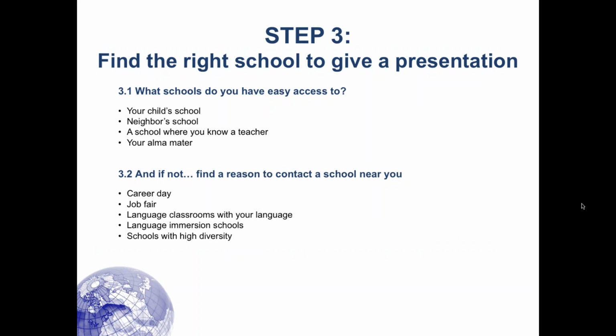Step 3, find the right school to give a presentation. So after you've thought of what age group you want to work with, you'll have to think of a school to give your presentation. The first step to think is, what schools do you have easy access to? Of course, if you have children, your child's school is a very easy and accessible option. Maybe you have a neighbor with a kid. That would be a good place to start too.